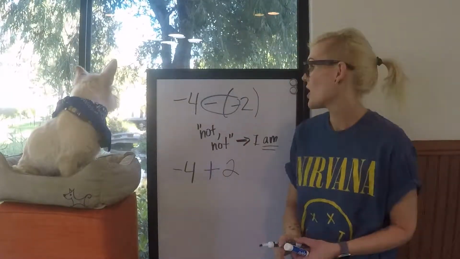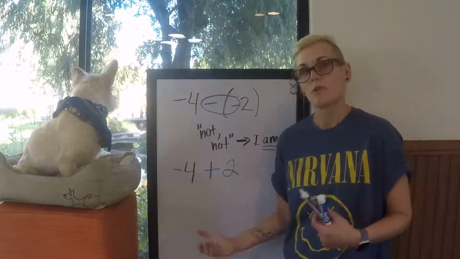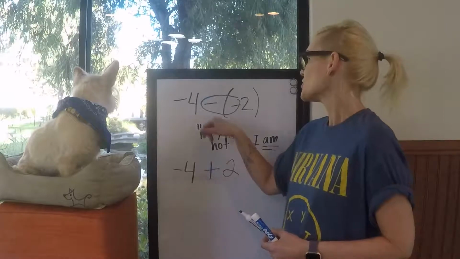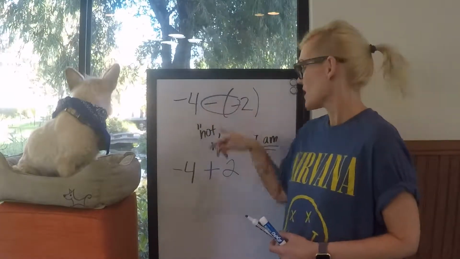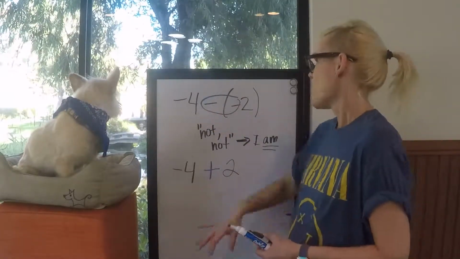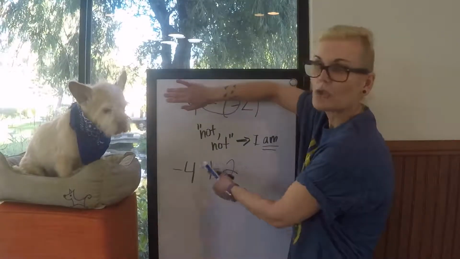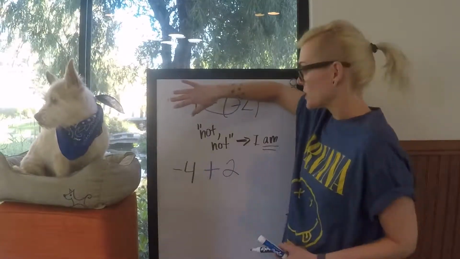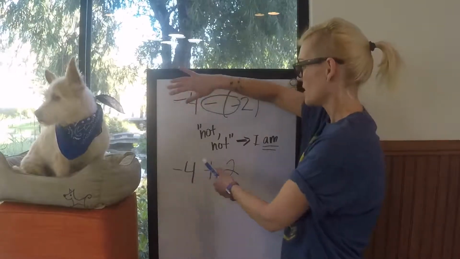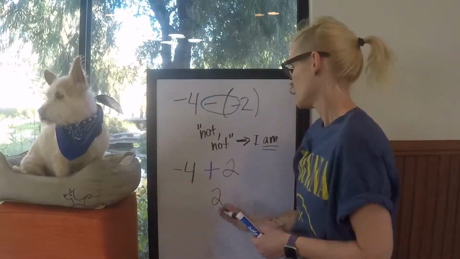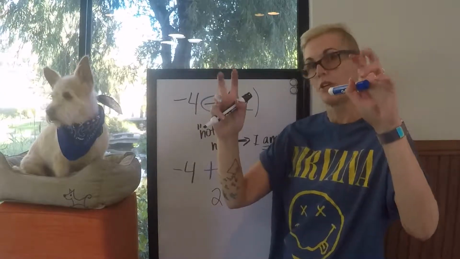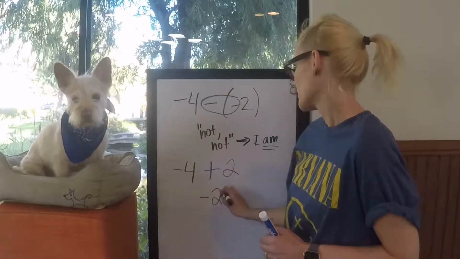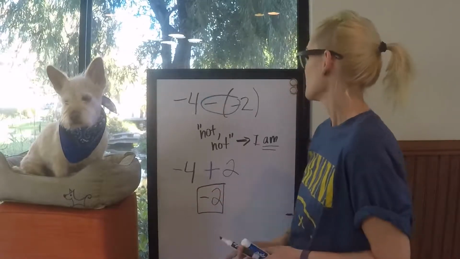So when you do these problems, and we're going to talk a little bit more about why mathematically this works, but when you're doing these problems, I would encourage you to rewrite a double negative as a plus sign, and then essentially you're doing this new problem. -4 plus 2, we talked about our rules. Different signs, subtract, take the sign of the bigger number. 4 alone is bigger, so my answer is -2.